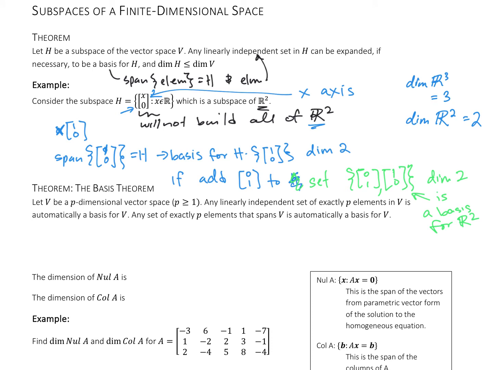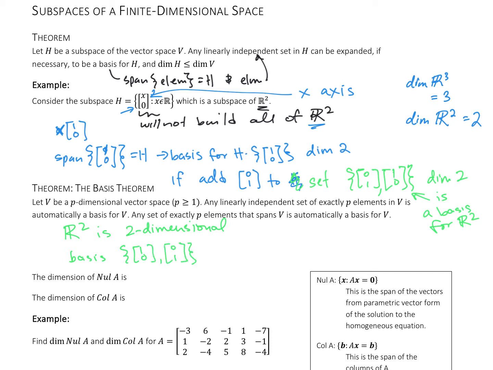So the basis theorem says that if V is a p-dimensional vector space, any linearly independent set of exactly p elements in V is automatically a basis for V. So we just showed here that R2 is two-dimensional, which hopefully makes sense. The dimension talks about how many, hey, look at that, comes full circle. All right, so it's two-dimensional, and one basis for R2 is (1, 0), (0, 1).